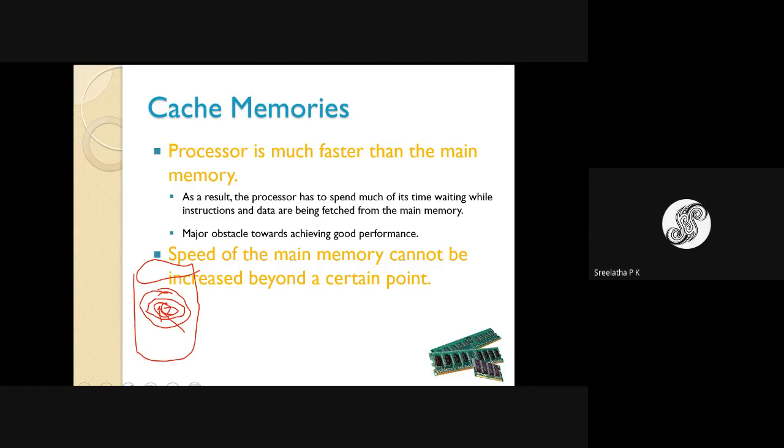Now primary memory is also slower when compared to cache memory, hence cache memories are used, so that the execution is faster and the system throughput is increased.